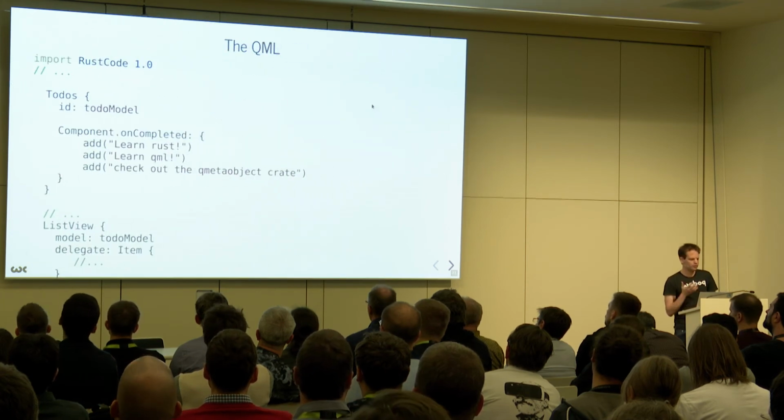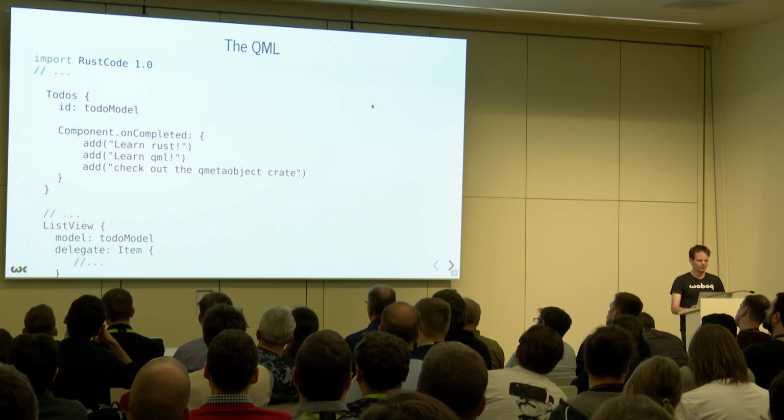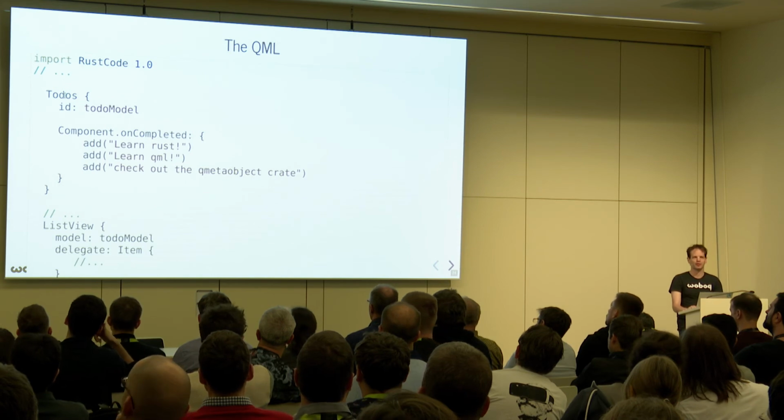So the QML is just QML, nothing special there. It's only that you instantiate a Rust object instead of a C++ object, but you don't have to know that.